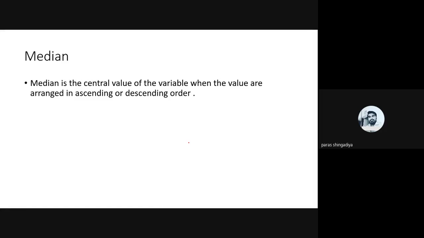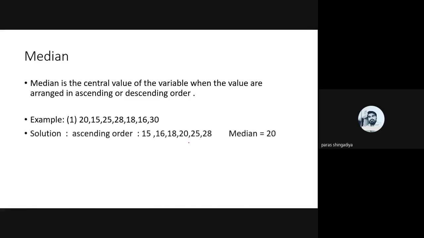Here some examples are given. Seven numbers of data collection are given, and we have to identify the median of this data. So how can we check the median of the data? First arrange this collection in either ascending order or descending order. Let us arrange it in ascending order. The lowest value is 15.